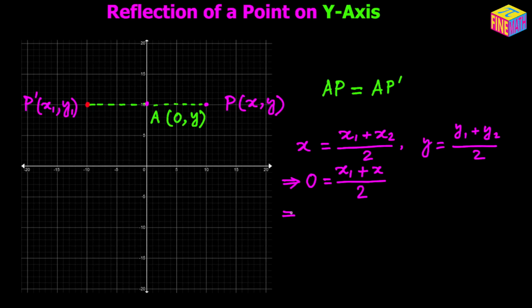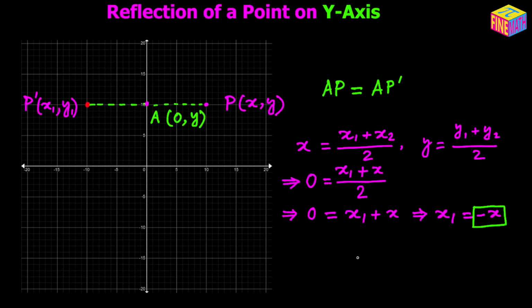If we multiply both sides by 2, we get 0 is equal to x sub 1 plus x. And from here, we can say that x sub 1 is equal to negative x. So we have found the x coordinate of the reflected point, which is the image, the P prime.